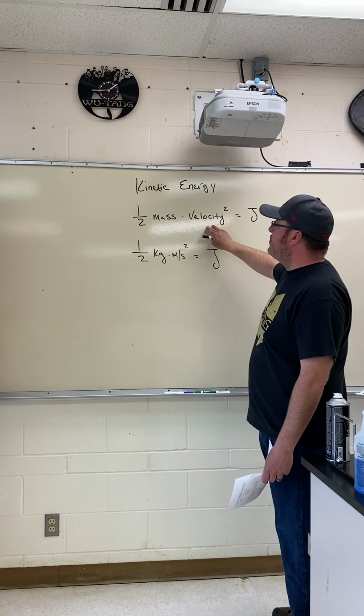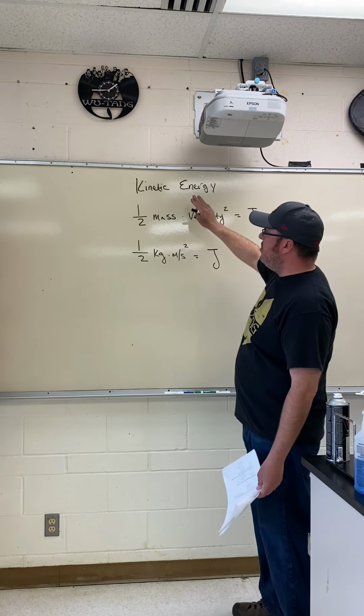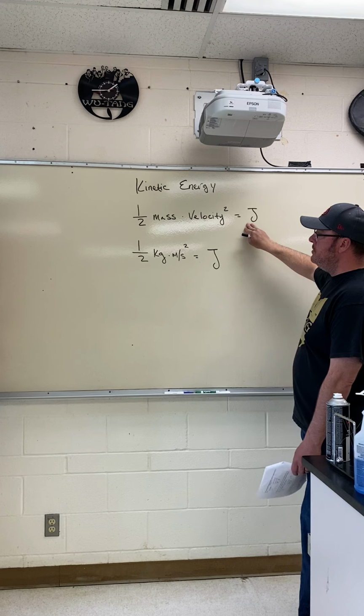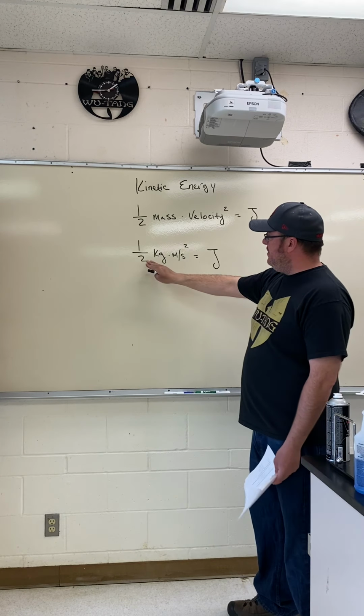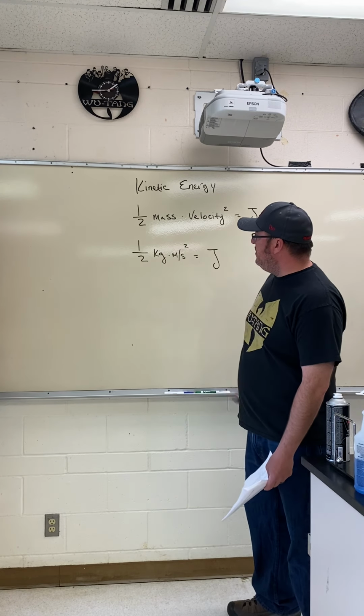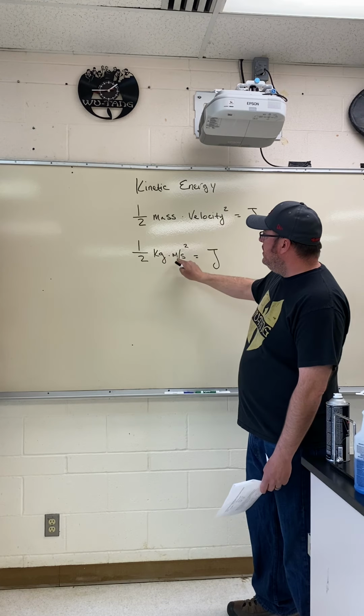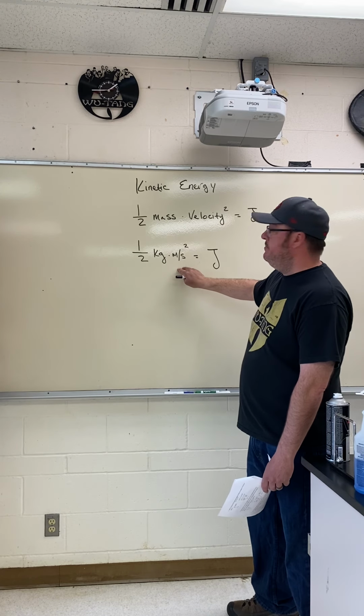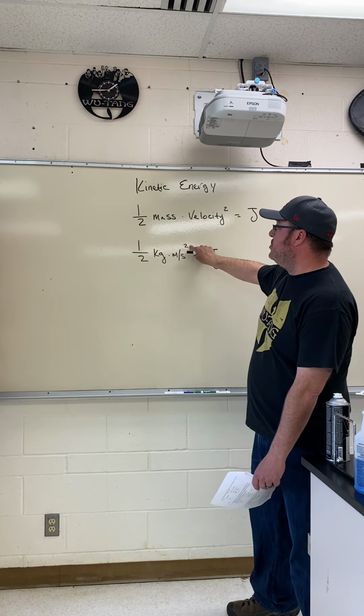So for kinetic energy, our formula is 1/2 mass times velocity squared, and that's going to be our answer still in joules. And our formula, broken down right here, 1/2 of mass, as in kilograms, times meters per second squared. So the one thing you've got to make sure that you do is always square that.